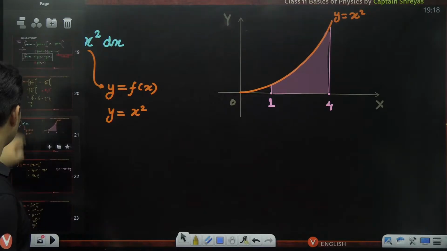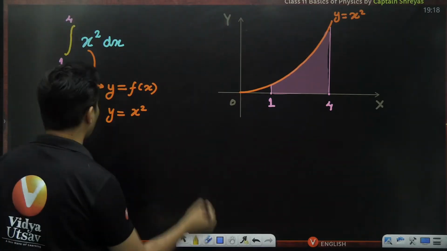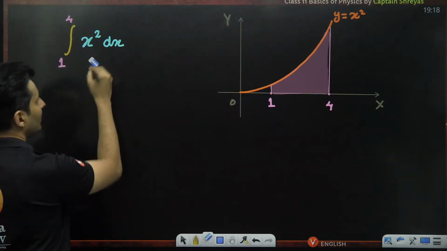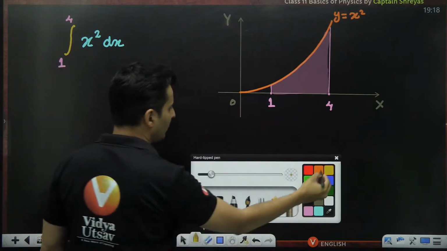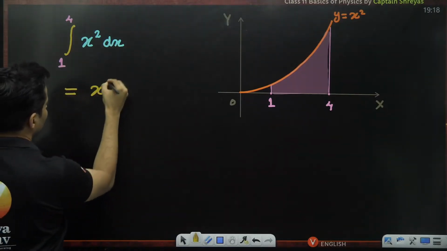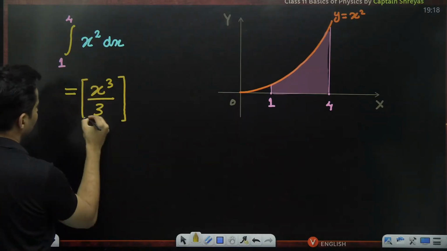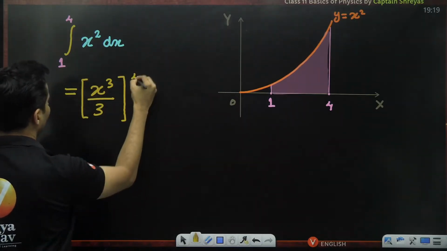The same question, I'm taking it over here. Can we find out the area under the curve? Definitely, why not? We just have to integrate it normally. What is the integration of x square? It is x raised to 3 divided by 3. Do not forget the limits, the number 1 and the number 4.